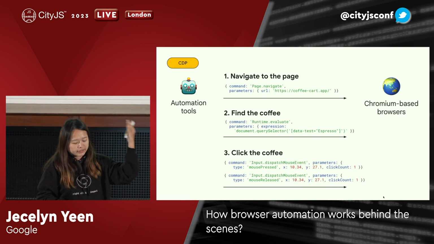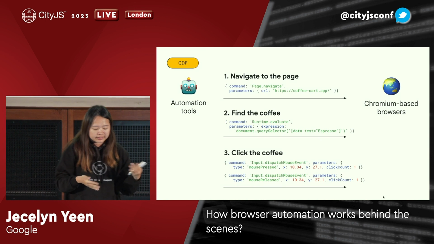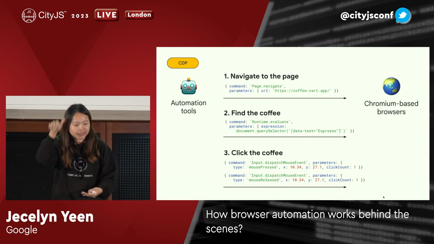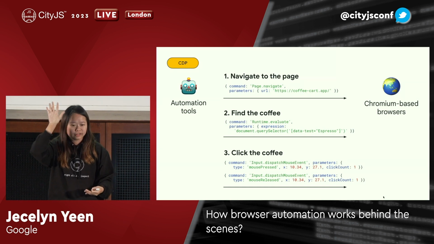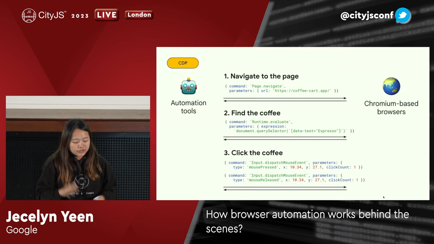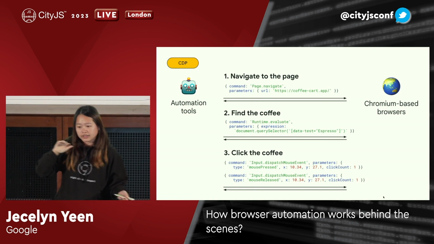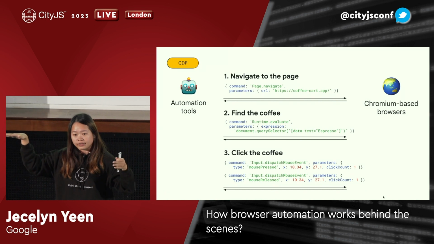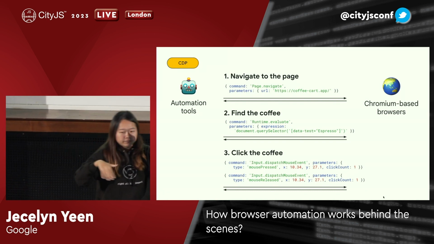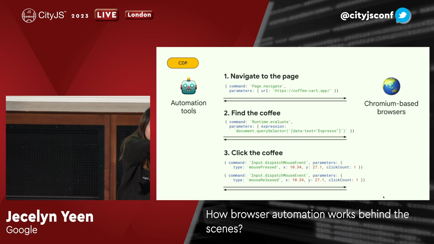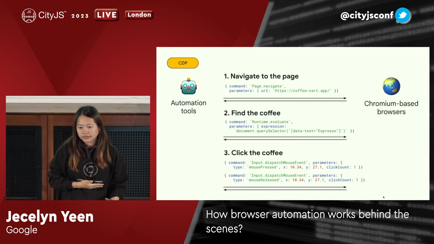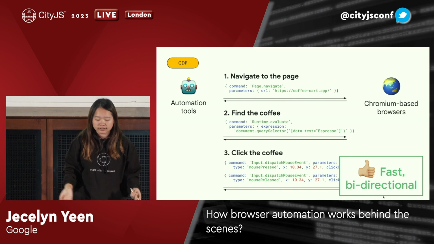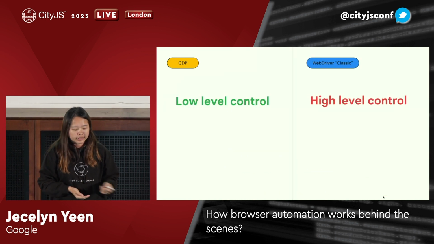When you navigate to a page, there's one command. You find the coffee, there's another command. But when you click the coffee, it involves two commands. You need to click, and you need to release the mouse. Almost immediately, because it's WebSocket based, the automation tools can subscribe to events. And when the coffee is ready, it will send directly back to your automation tool. This is faster, there's nothing in between, because it's bidirectional communication.